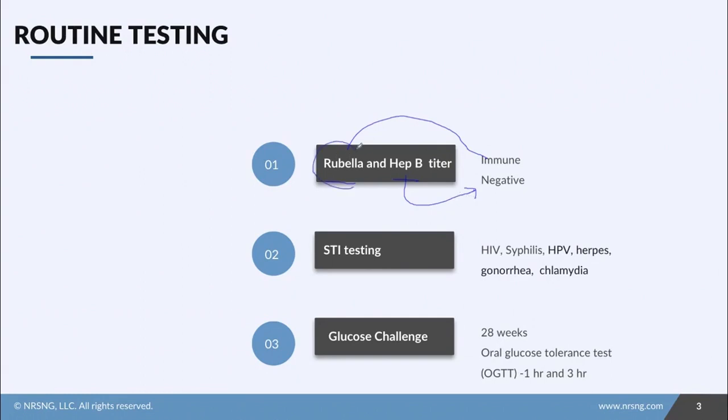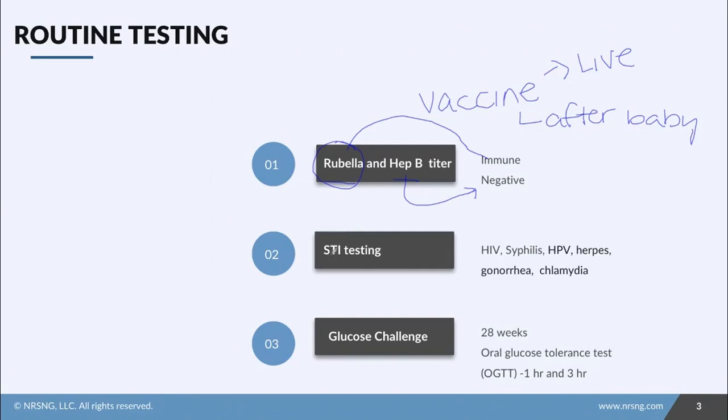Rubella. So this is going to be important for testing purposes. If the mom is non-immune, she will need a vaccine. Okay, but the vaccine cannot be given until after the baby is born. This vaccine is live, and so it can cross the placenta and harm the baby. So we want it to be given after the baby. No live vaccines to a pregnant patient.